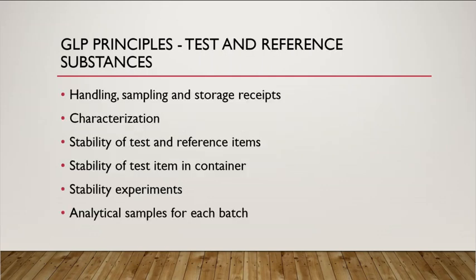The next principle has to do with test and reference substances. Here again, you want to have receipts for handling, sampling, and storage. And those receipts need to characterize what's on those receipts. You want to have principles governing the stability of test and reference items, test items, and experiments and analytical samples for each batch.